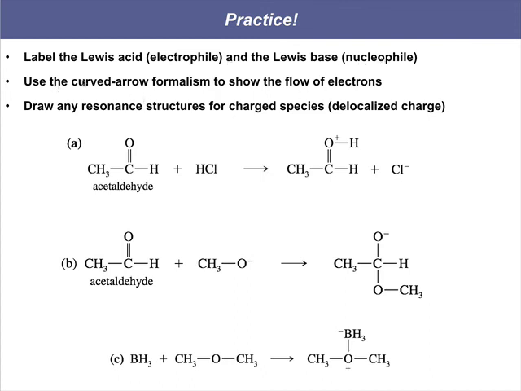I want you to use the curved arrow formalism to show the flow of those electrons, show the electrons moving from the nucleophile to the electrophile, okay? Show any bonds being broken or bonds being formed using those arrows. And if you can, do your best to draw any resonance structures for these charged species. So show how you might be able to move those charges around. You can pause the video and work on that now if you want.